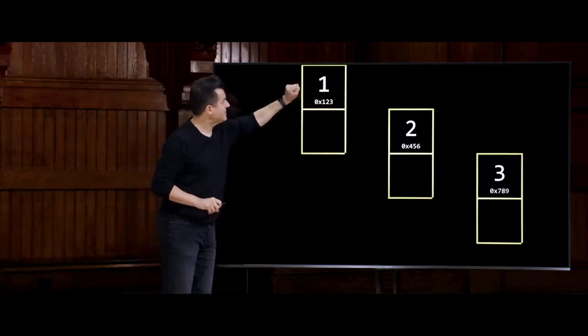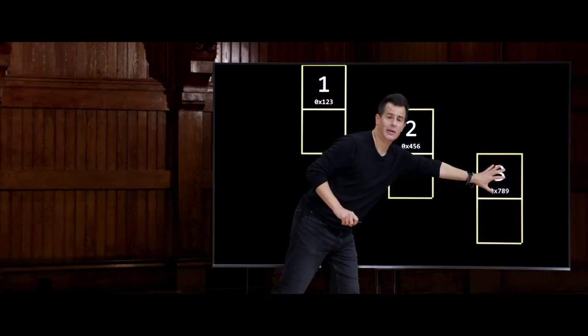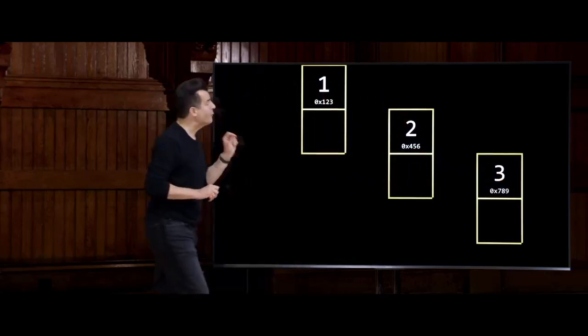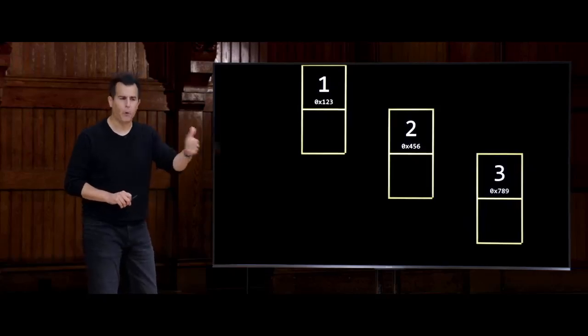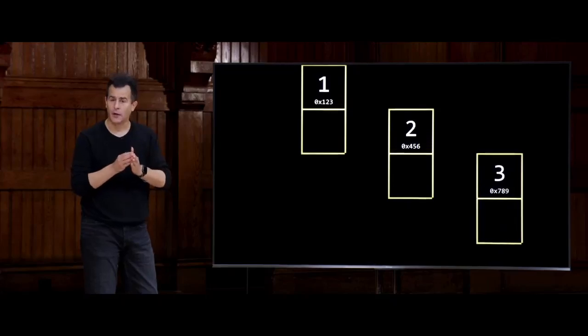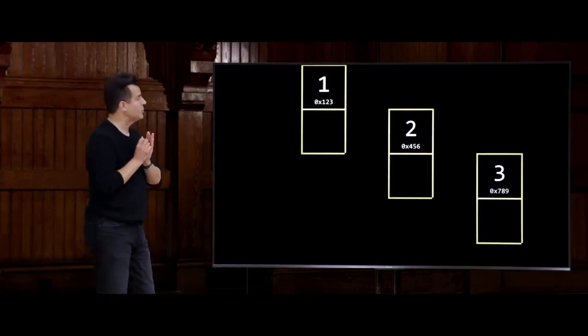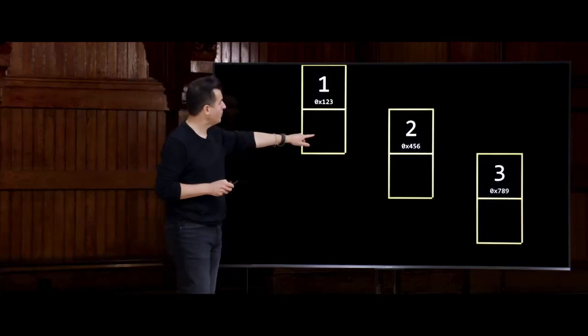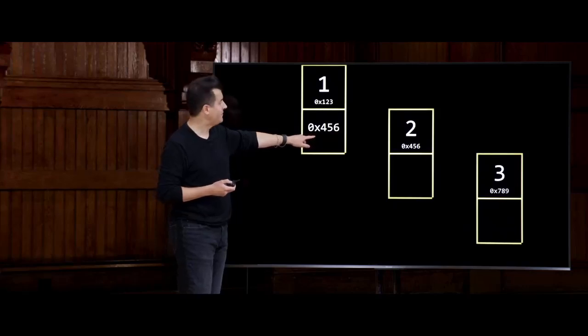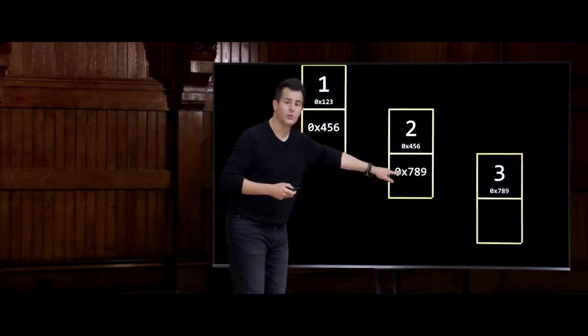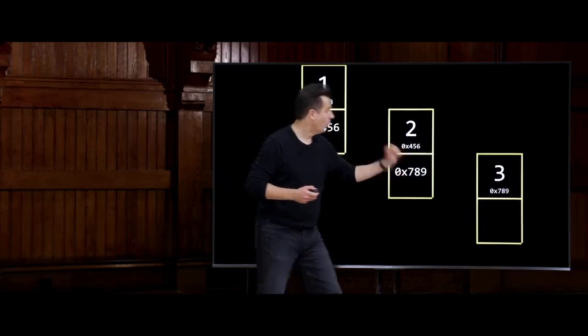So here's still an int. Here's still an int. Here's still an int. But let me propose that for every integer in this list, let me also allocate a pointer. So each one can point to another location. So what should this pointer point to? Well, ideally, it should point to 0x456. What should this one point to? Ideally, 0x789.